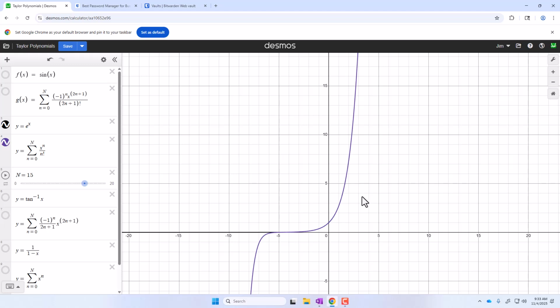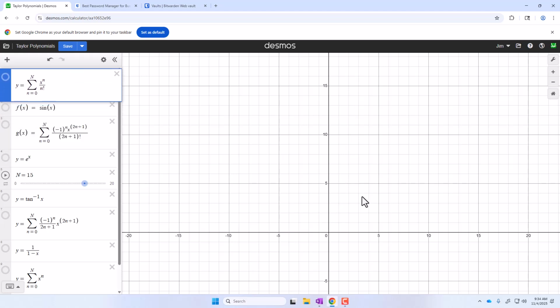This one gives you a good visual on why you might not want to always use 0 as your center. If we're trying to estimate something out here, we would have to go very far out in this Taylor polynomial to get accuracy this far away from a center. Whereas if you move the center, you can go less far out in the series. So that's why we might want to have a different center.